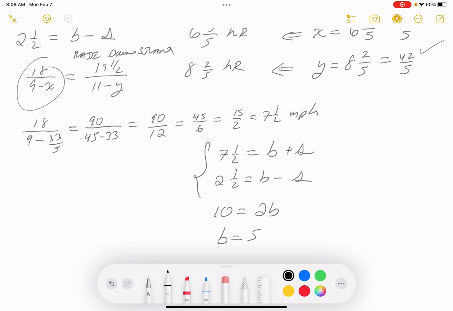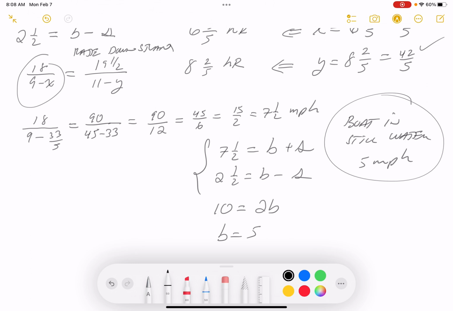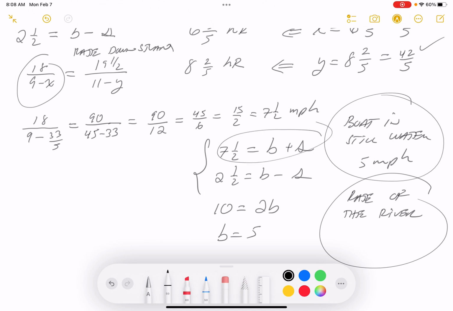So the boat in still water is 5 miles per hour. All right, we'll look at the key later. And I think I can do the stream. The rate of the stream, or the river, is what? Well, look at any question you like. It really doesn't much matter to me. I'll look at this one over here. So s is going to be what? It's going to be 2.5 miles an hour.